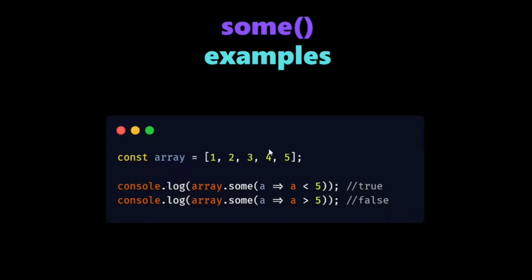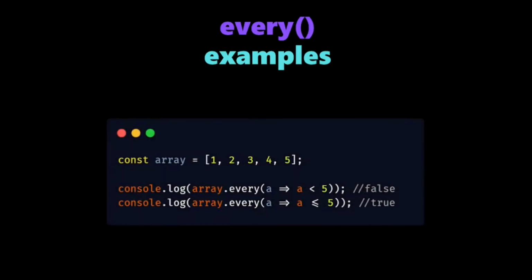In that case, there are actually 4 elements which are less than 5. In the second example, we test if some of those elements are greater than 5, and this is false.